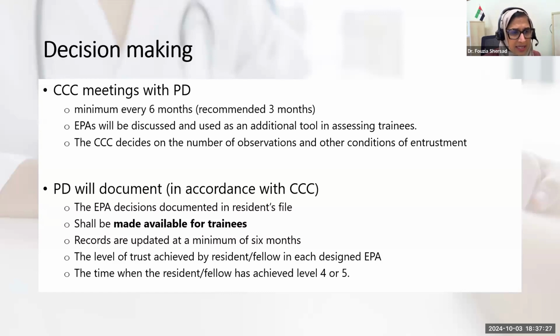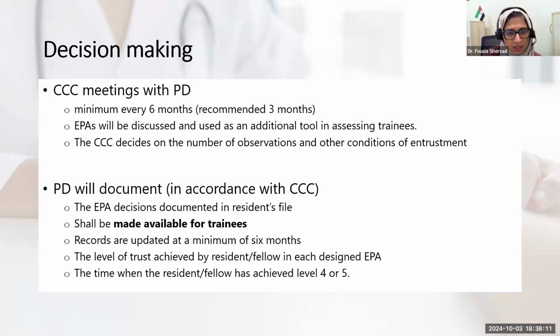And whatever the CCC and the program director decide, that has to be documented in the residents' files and should be made available for the trainees if the portfolio is not there. Even if the portfolio is not there, the residents have to be made aware of where they stand, what is their level of entrustment for each one, and these records have to be updated at a minimum of 6 months, and the level of trust achieved by the resident or fellow in each EPA and the time at which they achieved 4 or 5.